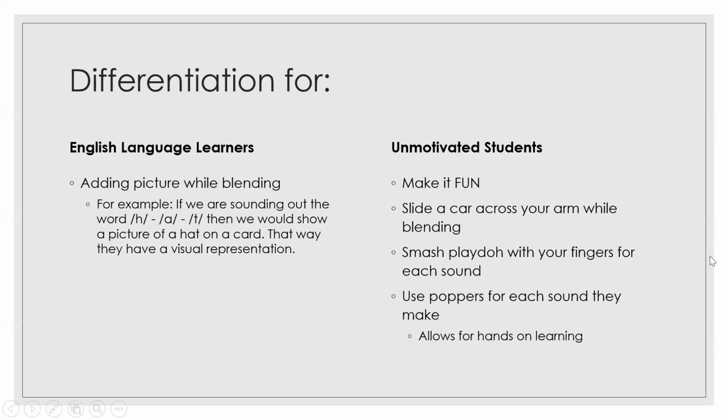Next, for our students who are English language learners, we could add a picture while blending. So if we are still talking about that hat example, we could use a cue card showing that visual representation for that student who is not a traditional language speaker. For our unmotivated students, we've got to make it fun. This could be done while doing the blending using something like a Hot Wheel or another type of car and rolling it from the shoulder down to the wrist. We could also smash Play-Doh. And as we make each individual sound, we make a smash. And same thing with the poppers. For each sound they make, that allows for hands-on learning and gets the kids interested.